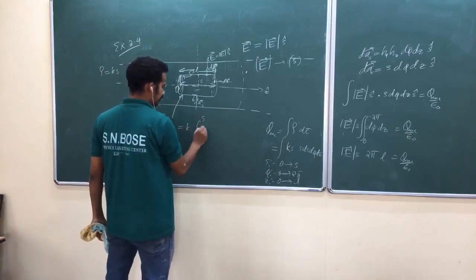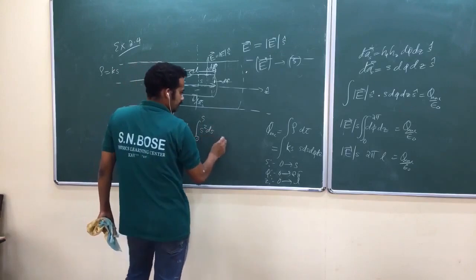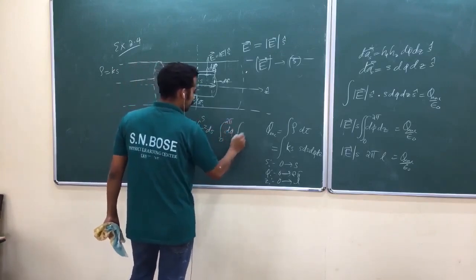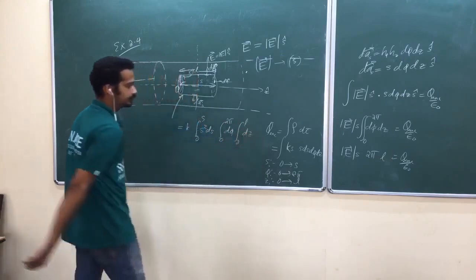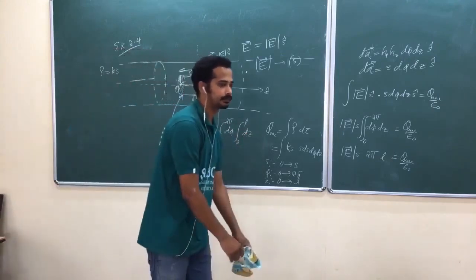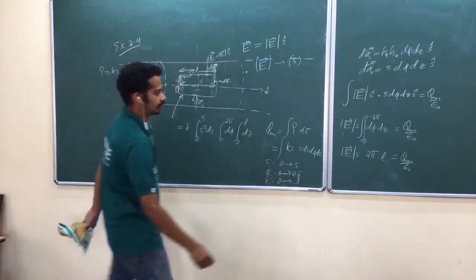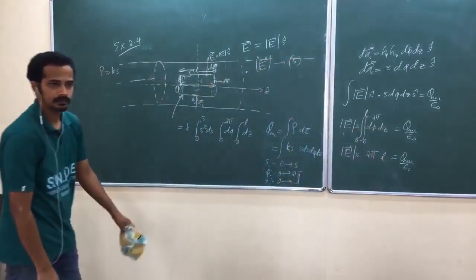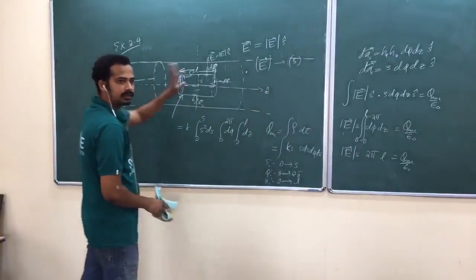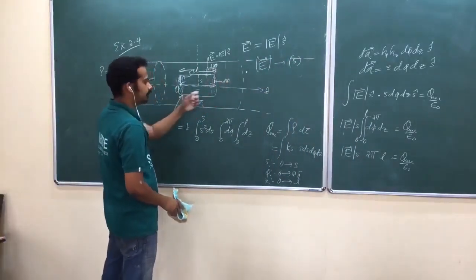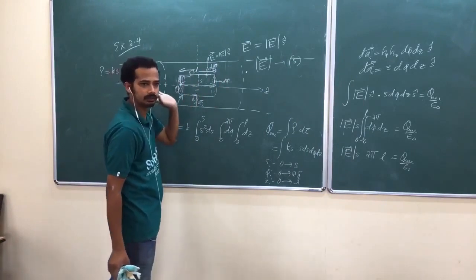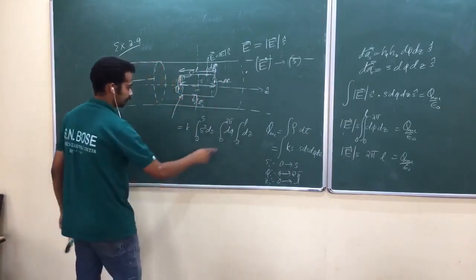K, 0 to S, S square ds, 0 to 2 pi d phi, 0 to L dz. Can I write like this? Z is from 0 to L. Or you can choose origin anywhere, okay? Anyway, if you do this integral, you will get length L. Integral of dz throughout this one, you will get length L, okay? You can choose origin anywhere.